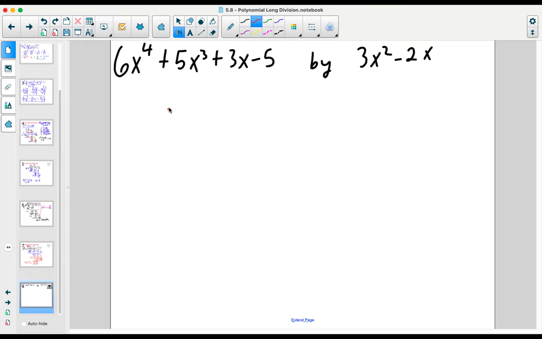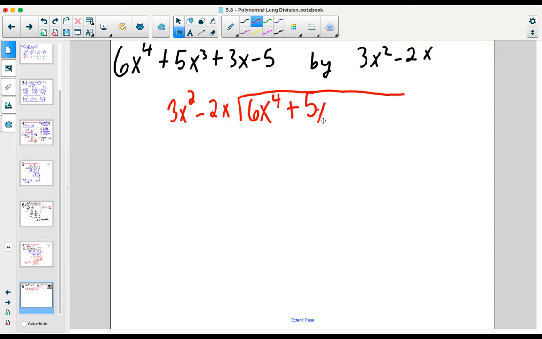So on the outside of our division, we're going to have our 3x squared minus 2x as our divisor. But on the inside, in order to get all of the terms to line up appropriately, and as we bring terms down, the subtractions will all work the way that they're supposed to, we're going to add in an extra dummy term of 0x squared. And you should do that for any question that is missing any power of x.